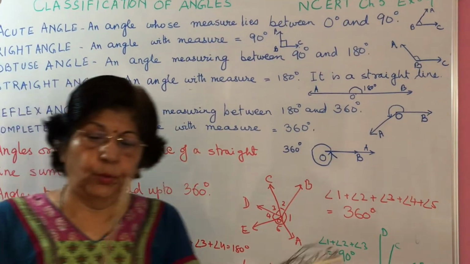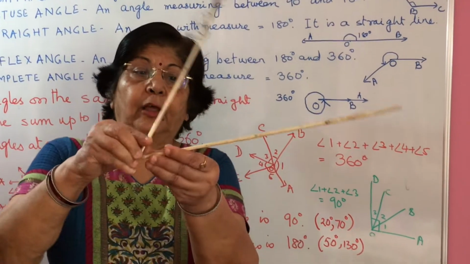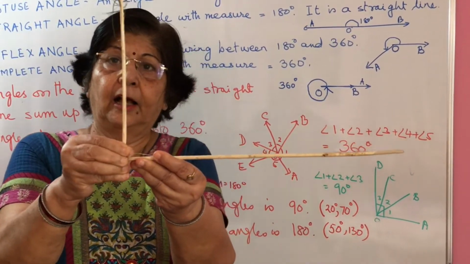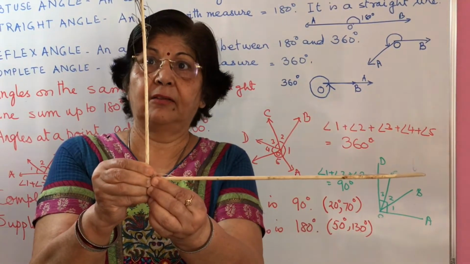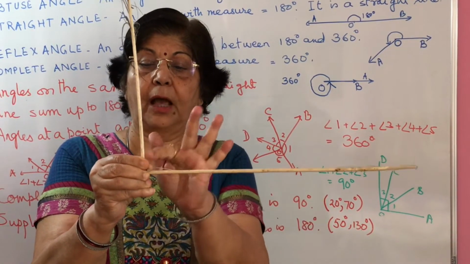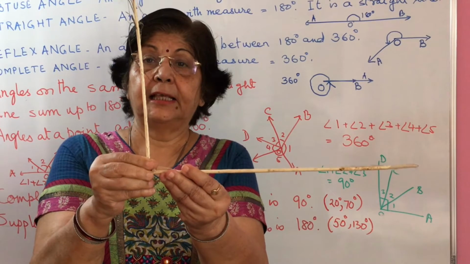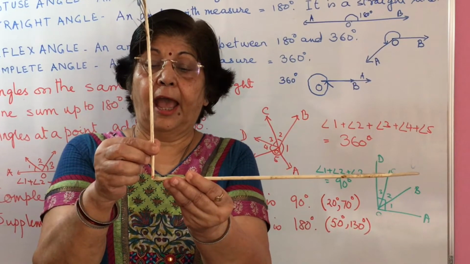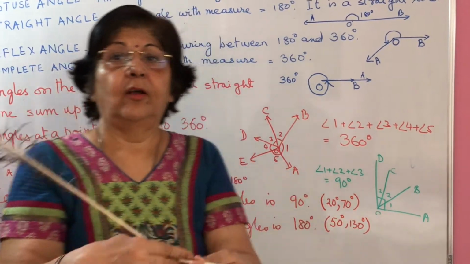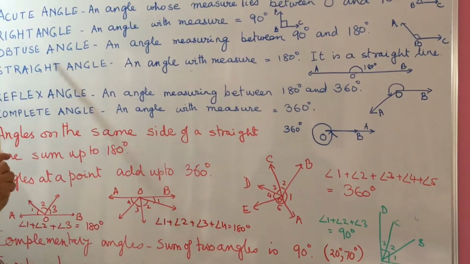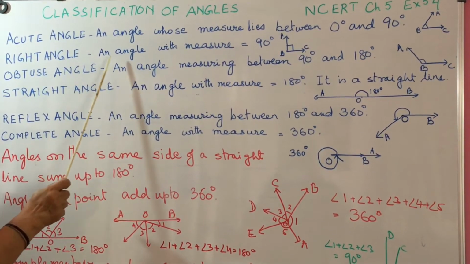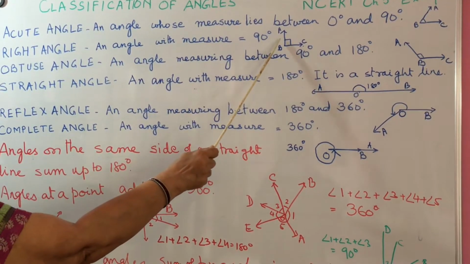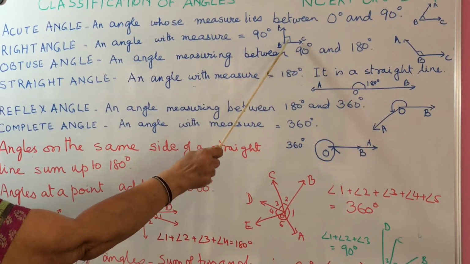Next we come to when we have rotated the arm by a quarter. This angle formed between the two arms now at the vertex is exactly equal to 90 degrees. And a 90 degrees angle formed we call as a right angle. An angle which will measure 90 degrees. It is usually denoted as this.